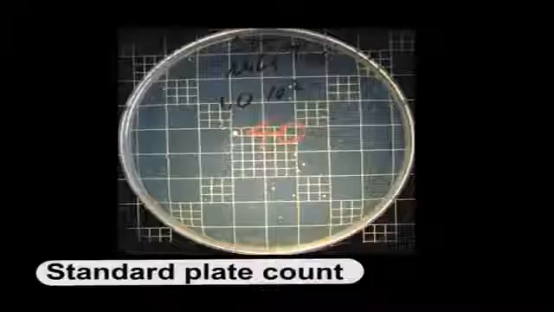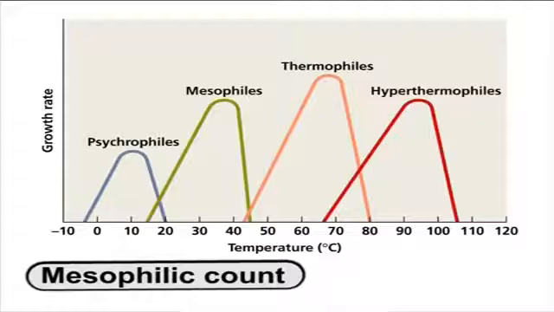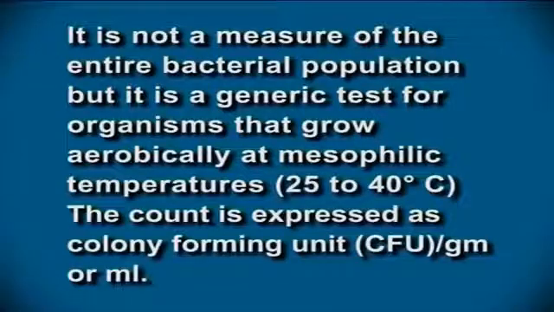Aerobic plate count or APC is used as an indicator of bacterial population on a sample. It is also called aerobic colony count, standard plate count, mesophilic count or total plate count. The test is based on an assumption that each cell forms a visible colony when mixed with agar containing the appropriate nutrients. It is not a measure of the entire bacterial population, but it is a generic test for organisms that grow aerobically at mesophilic temperatures between 25 to 40 degrees centigrade.